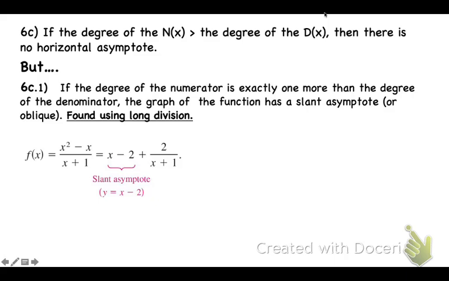So 2.6 day 2, we get to learn about the slant asymptote, on step 6C. Okay? 6C said if the degree of the numerator was greater than the degree of the denominator, there was no horizontal asymptote. But if the degree is greater by exactly 1, then the graph of the function has a slant asymptote, and it is found using long division.